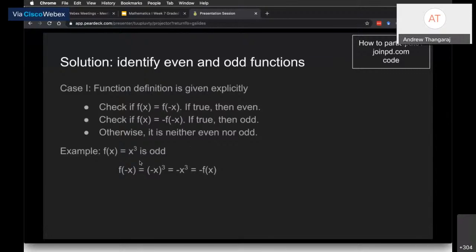Wherever you have x, you put minus x. So you get f of minus x, and then look at what you get. If you get minus f of x, then it is an odd function. If you get f of x itself, it's an even function. If you get neither, it can happen that f of minus x is neither equal to f of x nor equal to minus f of x. That can also happen. If that happens, then it is neither even nor odd. So this is one way in which this problem can be asked.